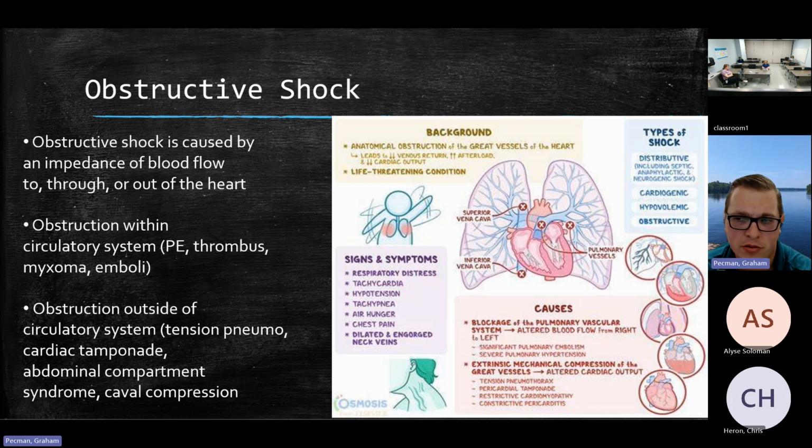Abdominal compartment syndrome is a relatively rare but interesting example. You think of patients with severe ascites. Another interesting example would be cavocompression. This is exclusively seen in pregnant patients. That's why we don't lay them supine, because it can actually impede the inferior vena cava's ability to return blood back to the heart. Sort of propping them on their side allows proper blood flow back. This is an example of obstructive shock that you can intervene and prevent.